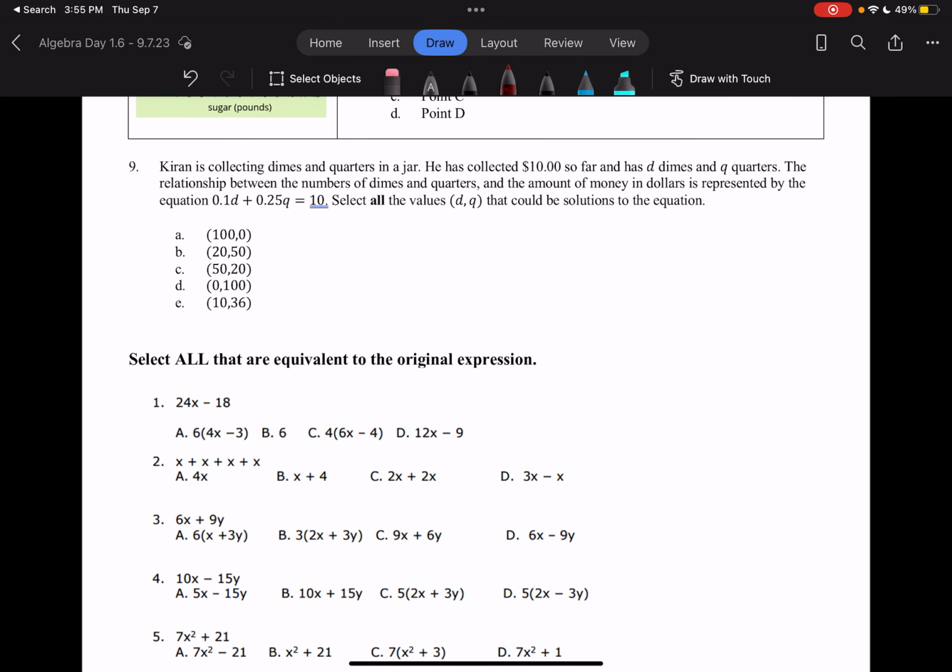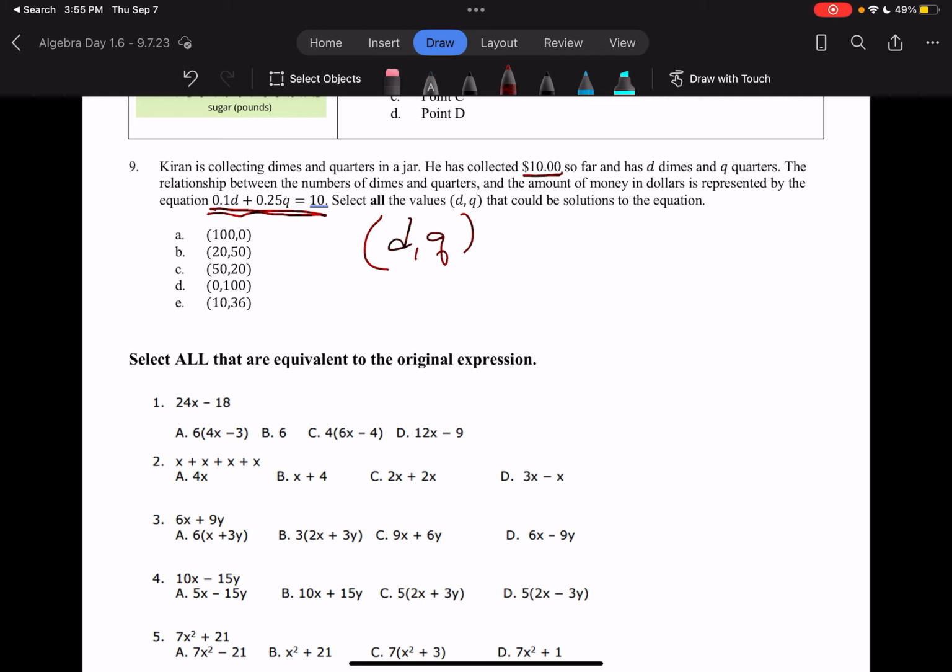All right, number 9. Kieran is collecting dimes and quarters in a jar. He has collected $10 so far and has D dimes and Q quarters. The relationship between the numbers of dimes and quarters and the amount of money in dollars is represented by this equation. So remember, a dime is 10 cents, so 0.1. A quarter is 25 cents, so 0.25 of a dollar. And it says select all values D, Q that could be solutions to the equation.